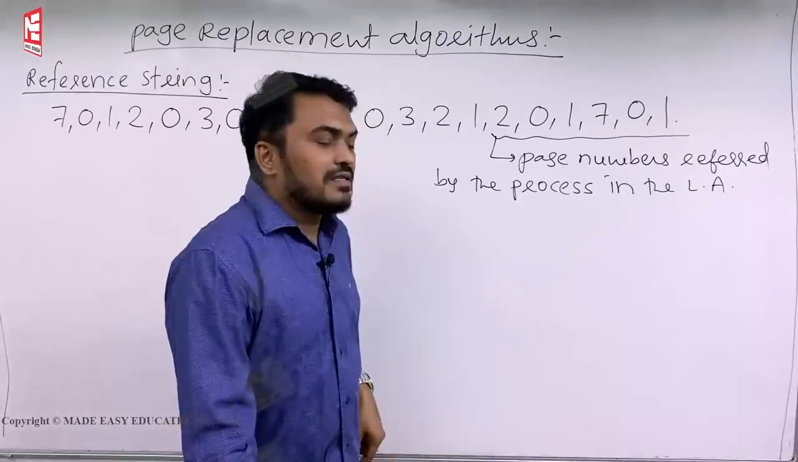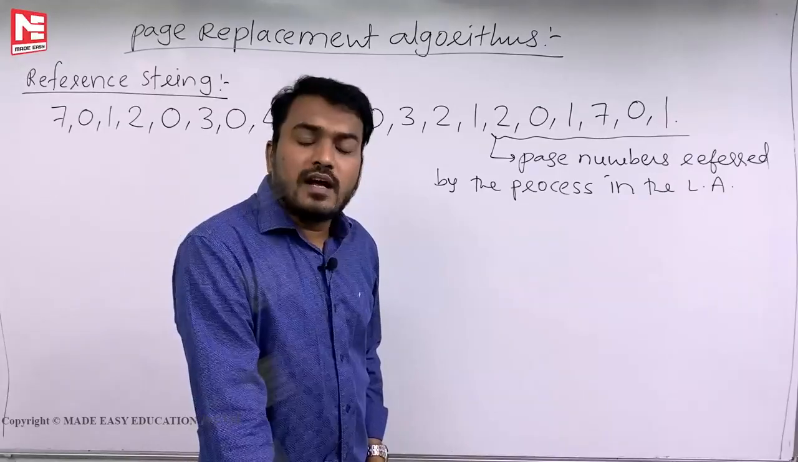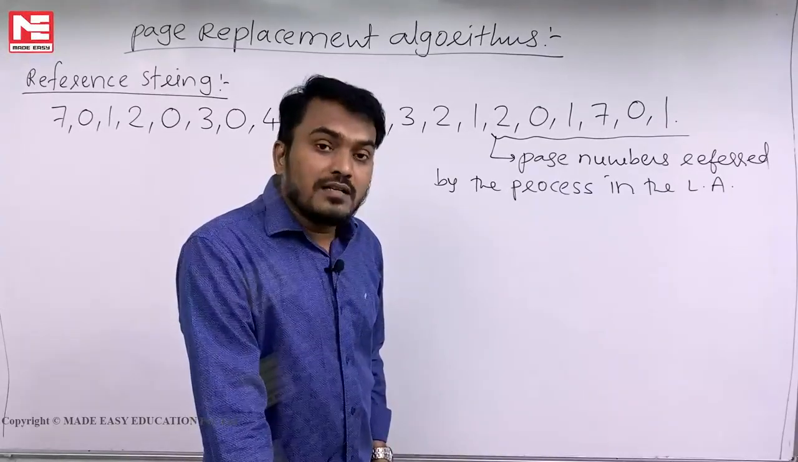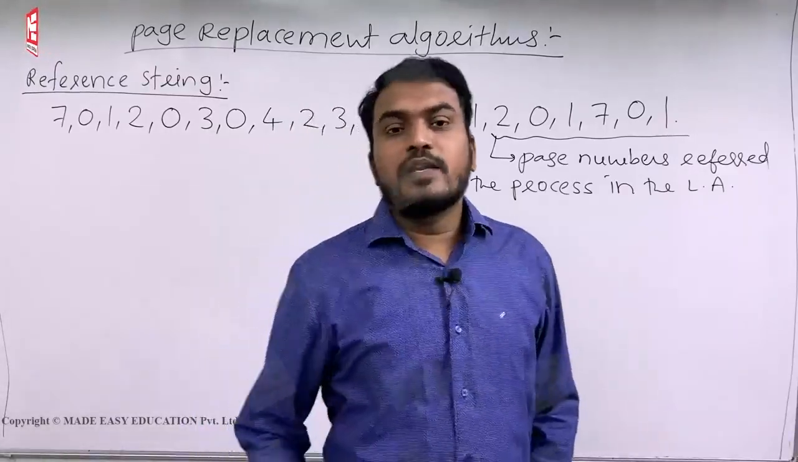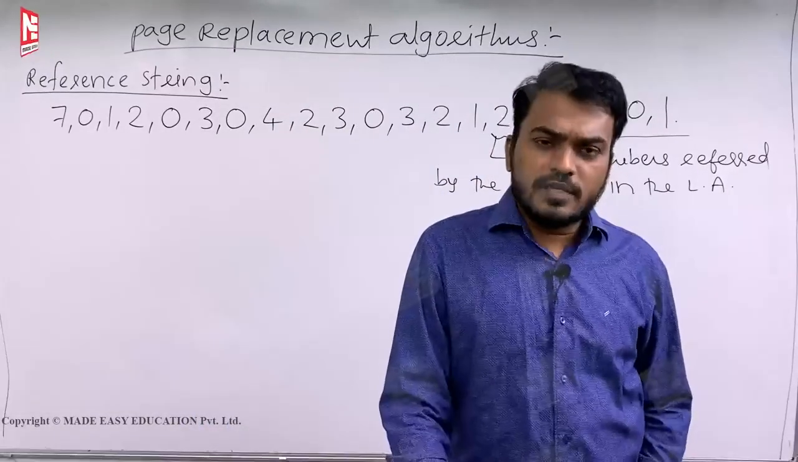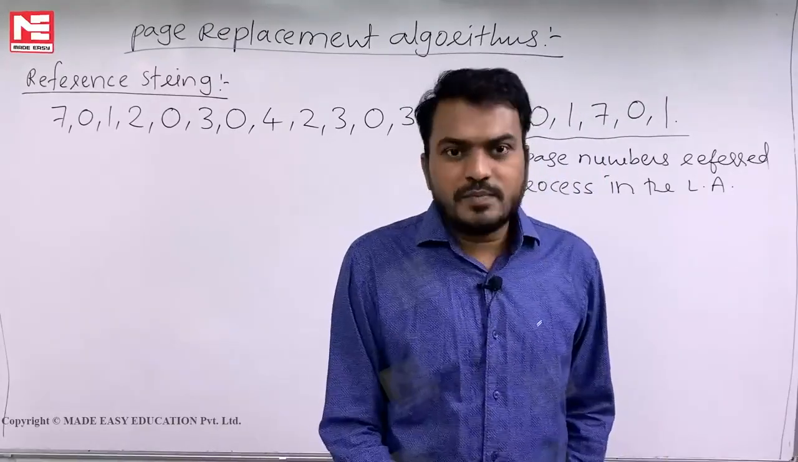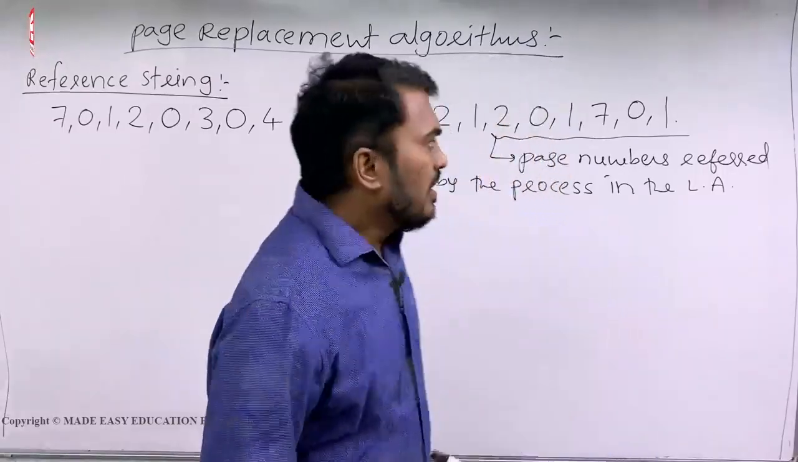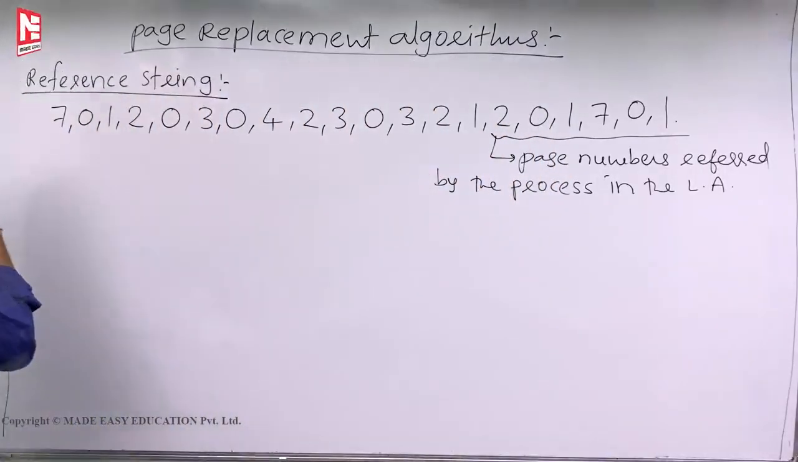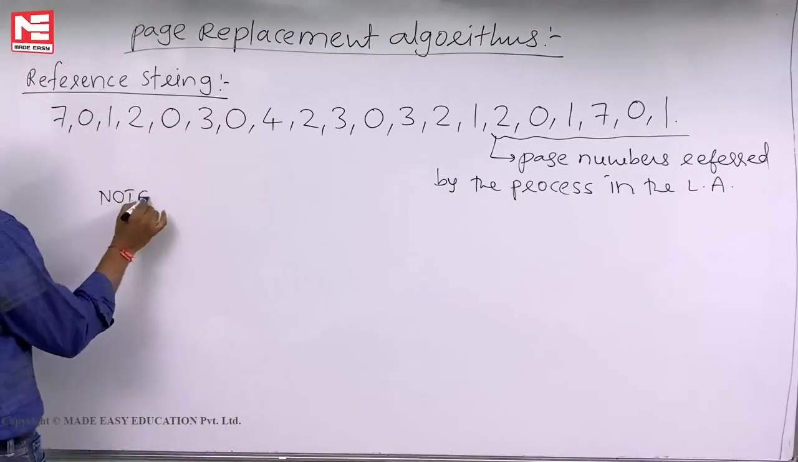If that is the case, we need to find how many page faults will occur by using various page replacement algorithms. How many page faults will occur? We are going to study all the page replacement algorithms like first in first out, optimal page replacement, LRU (least recently used), and also MRU (most recently used). Before we move on to that, just keep this as a note.